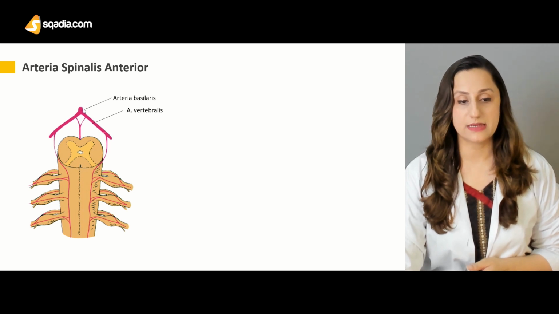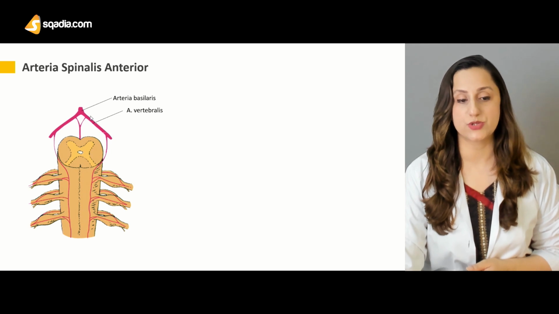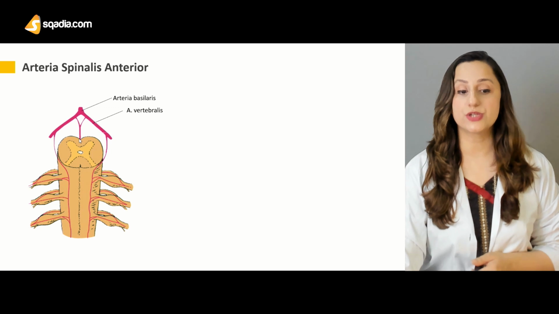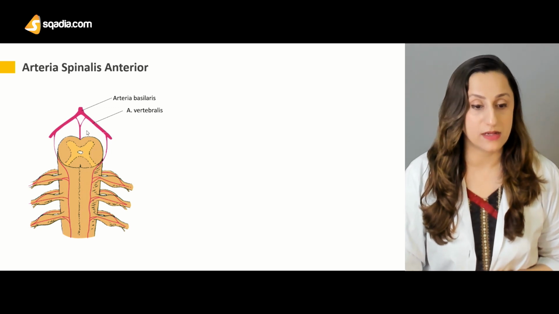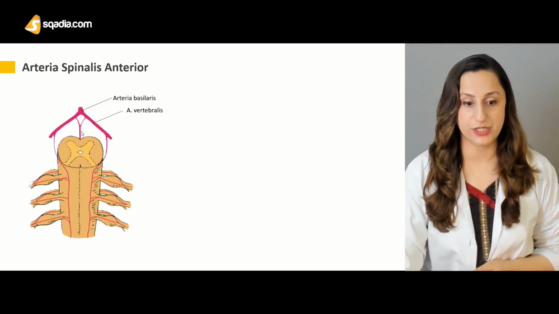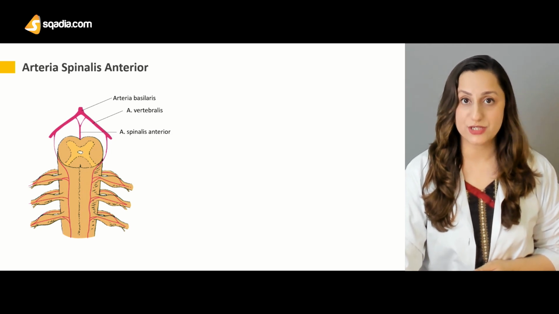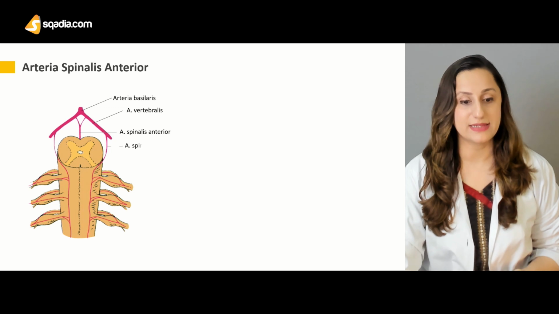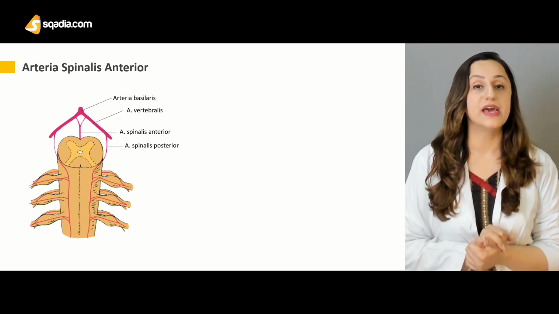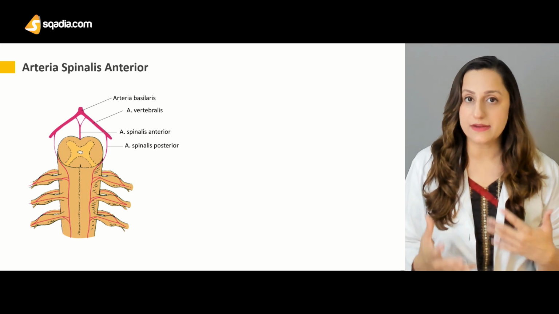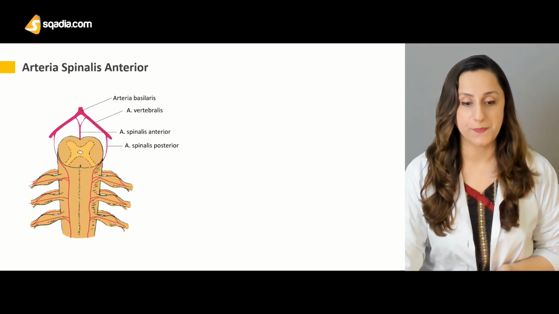Now, from this formation of the basilar artery, some of the branches are going to descend anteriorly, and they are going to form the anterior spinal artery, as shown in this figure. So we have this single anterior spinal artery on one hand, and on the other hand, we have the two posterior spinal arteries. This is the comparison that you're going to follow over here.